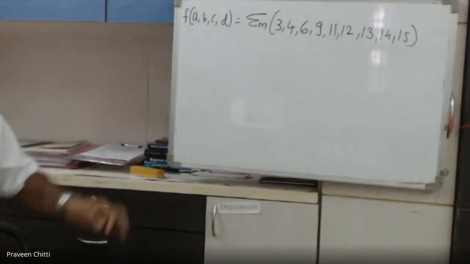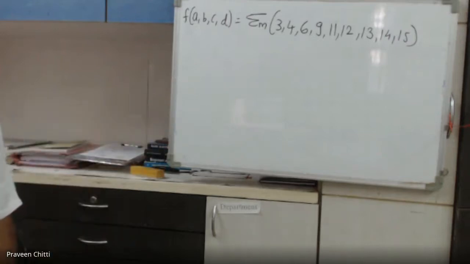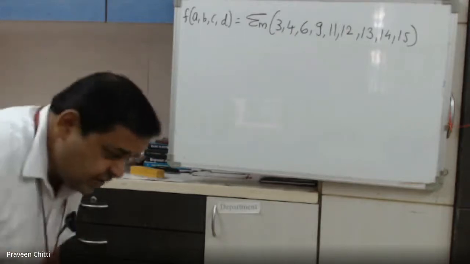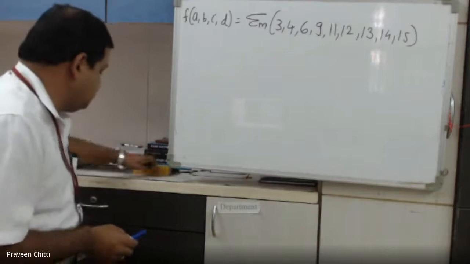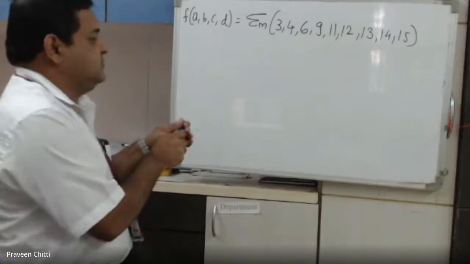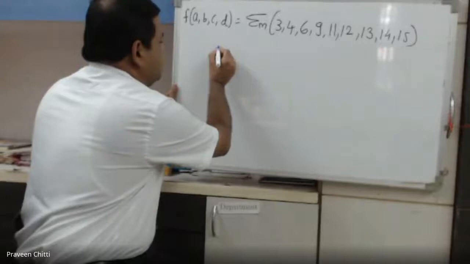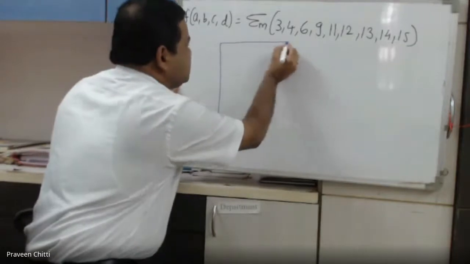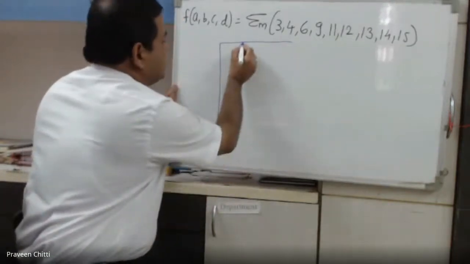Now they have made your life easy because they have already given how many variables there are. How many variables are here? 4 variables. And which are those 4 variables? They have given A, B, C, D. So how many variable K-map do we need to use? 4 variables. So a 4 variable K-map will contain how many cells? 16 cells. So you draw those.